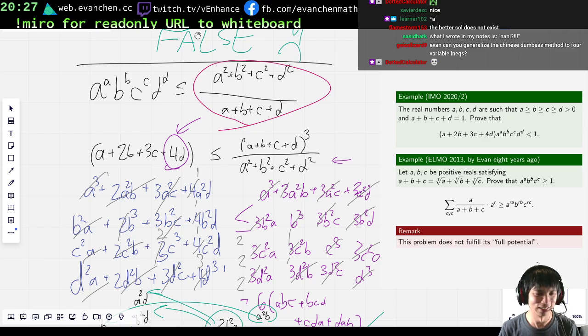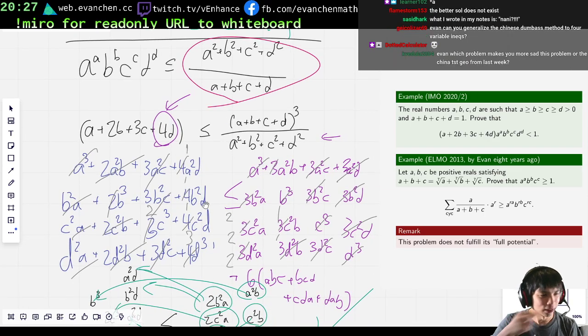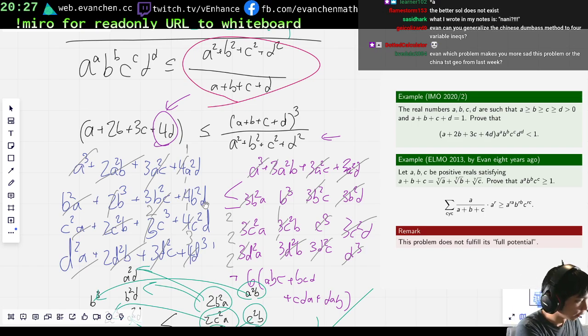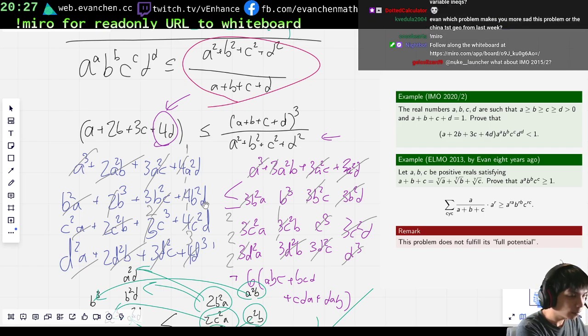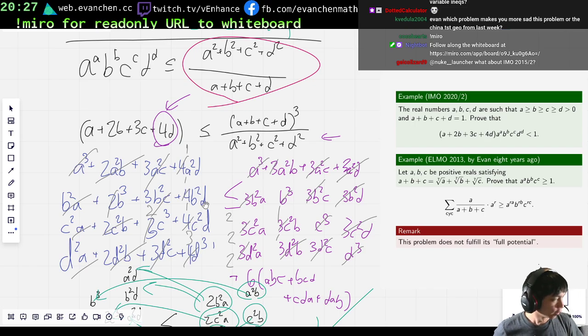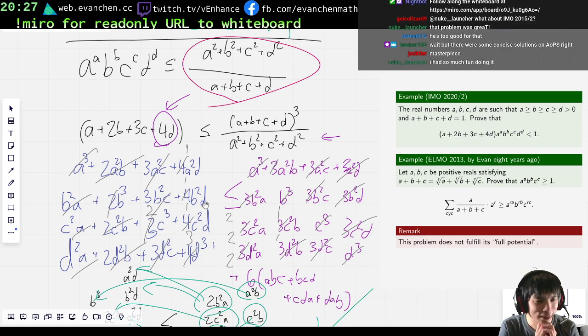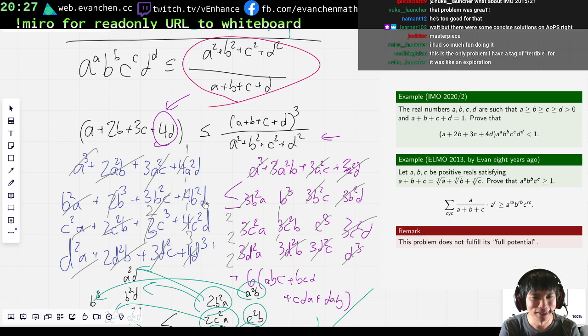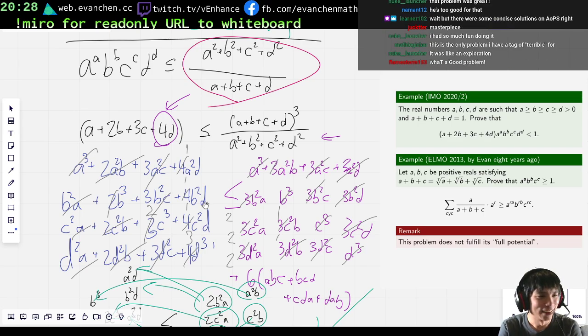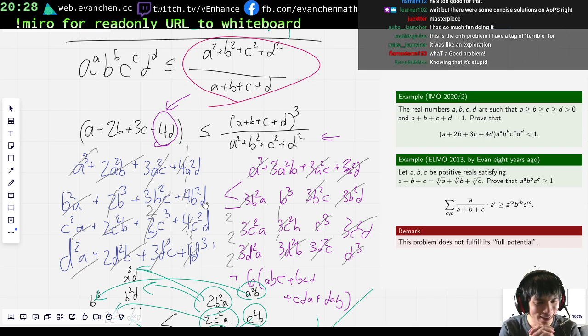I don't know what to say. So I think the main thing that helped me was noticing that there were a lot of D's. 4D cubed is really big, and so yeah, that happened. But KVED, I'll get to your question in a moment. But I think by far the hardest part of this problem is, I don't know, belief. I don't know if that's the word for it.